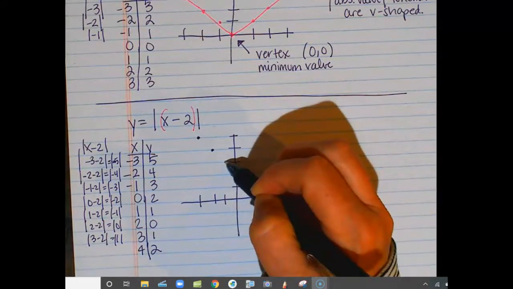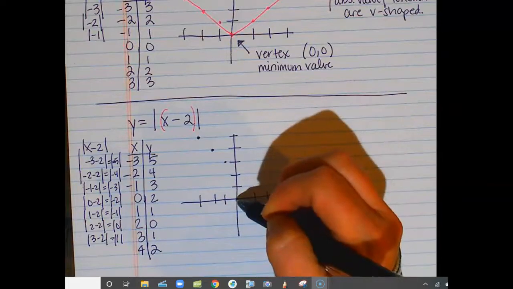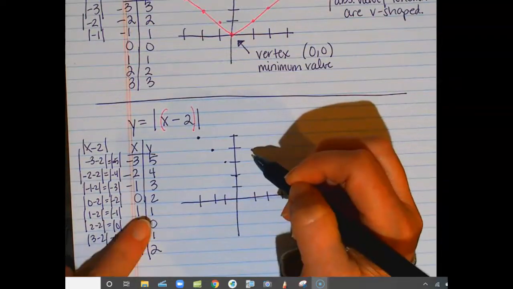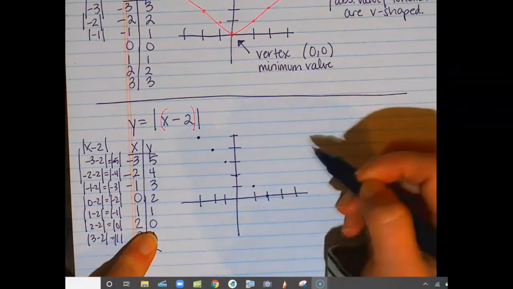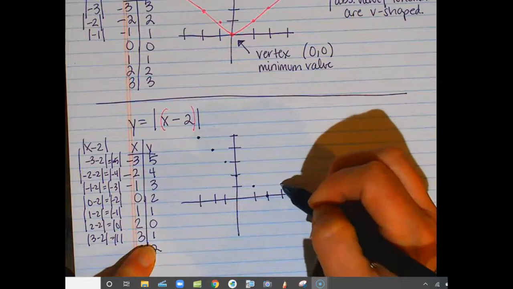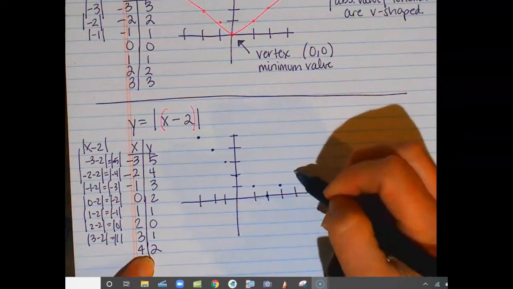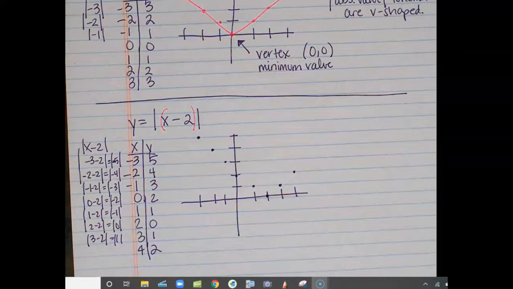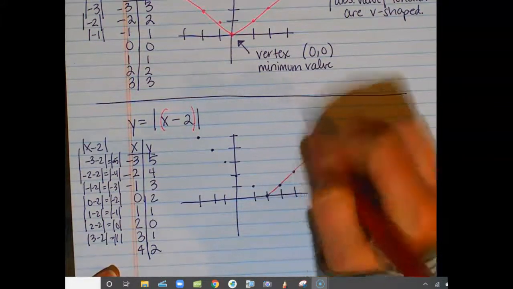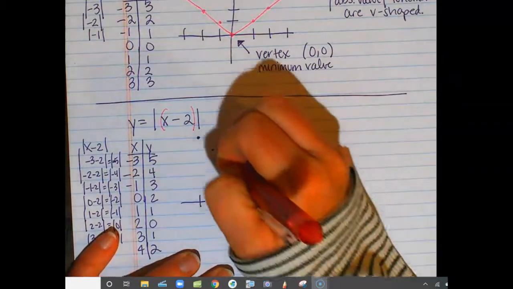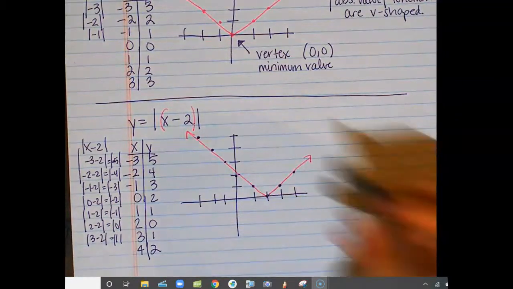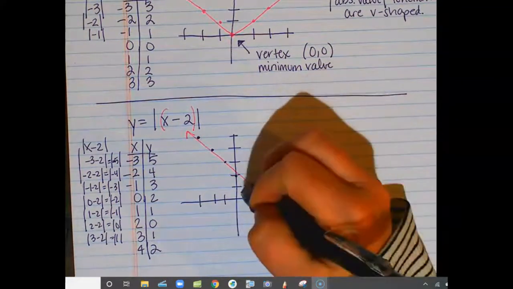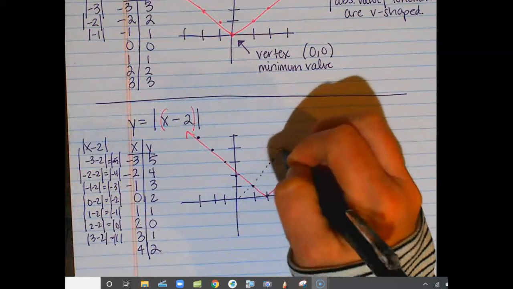-1 is 3, 0 is 2, 1 is 1, 2 is 0, 3 is 1, 4 is 2. And that's enough for me to see the V. I can draw in the graph from here. So it's going to go up here. It's going to go up there. So my vertex has moved. It was at (0, 0). This would be the parent function.